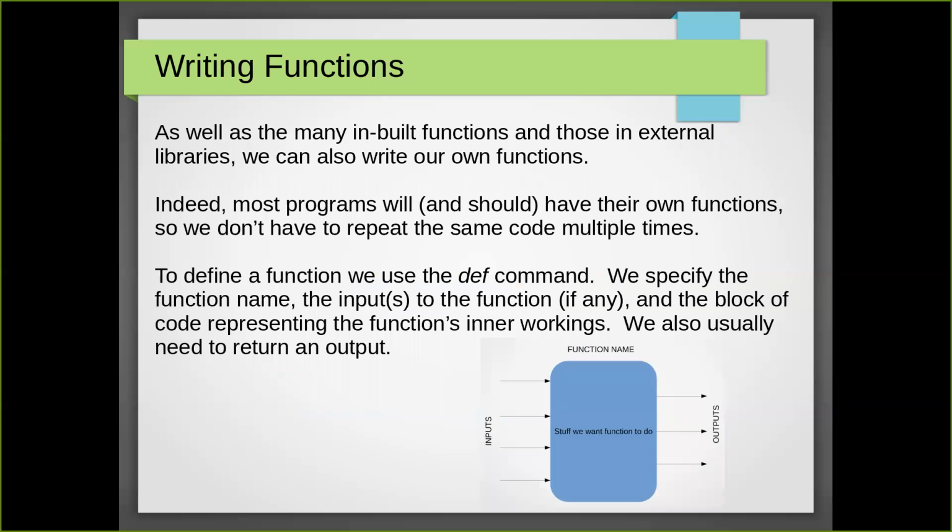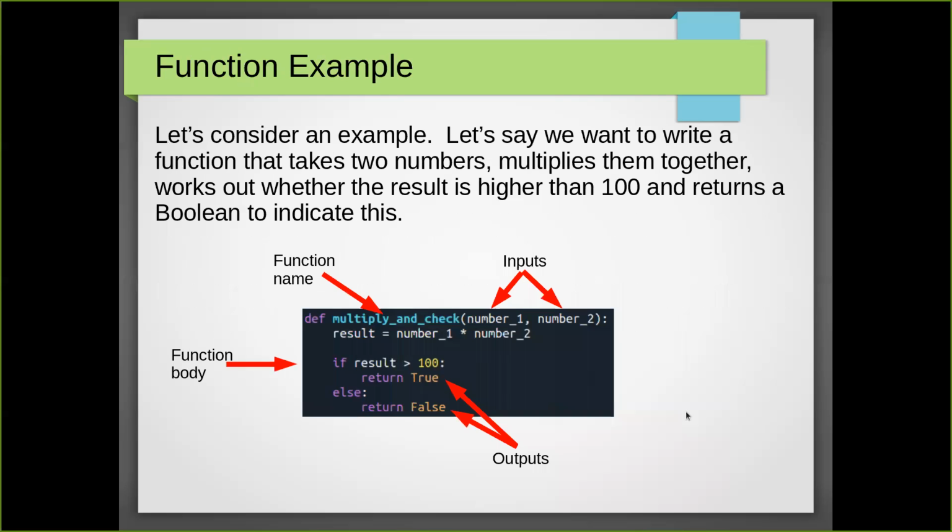So if we go back to this, remember we've got inputs. So we call the function by its name. We pass it a number of inputs. The function will do something with those things, and then out to the other side will spew these outputs. And it's important we use the return command to return this. So in this case, what we're returning here is a Boolean value. It's either true or false. It's either greater than 100 or it's not.